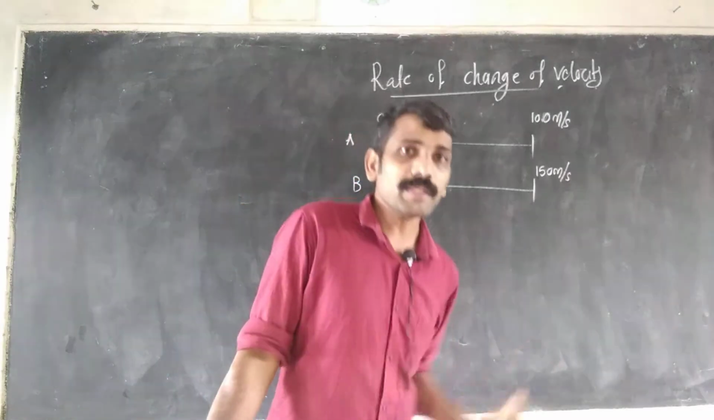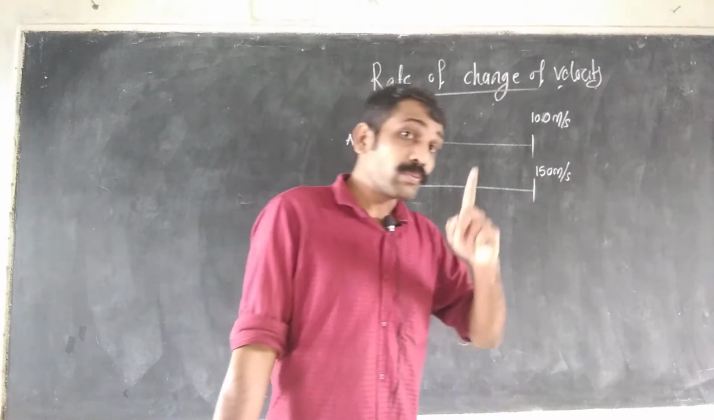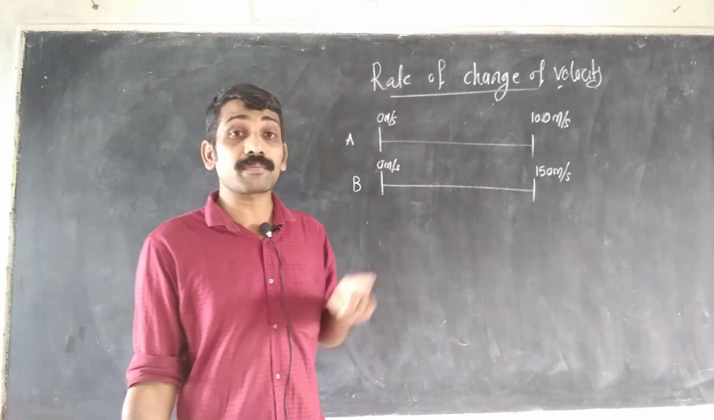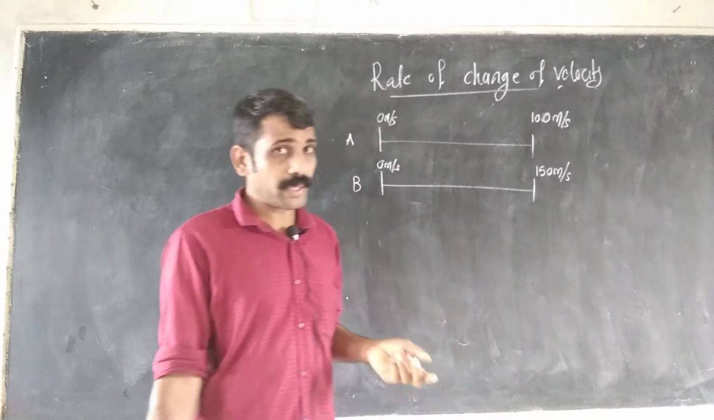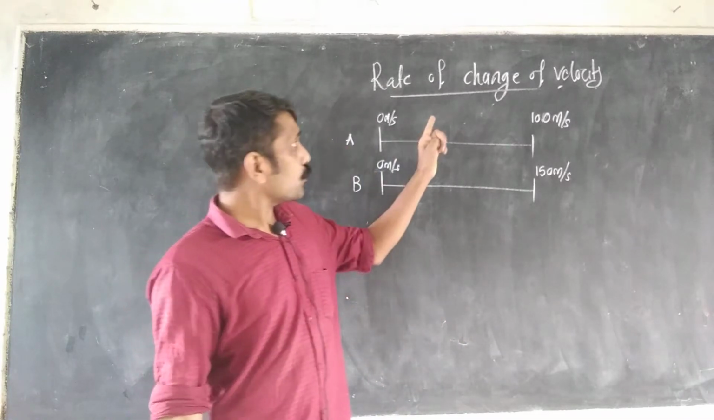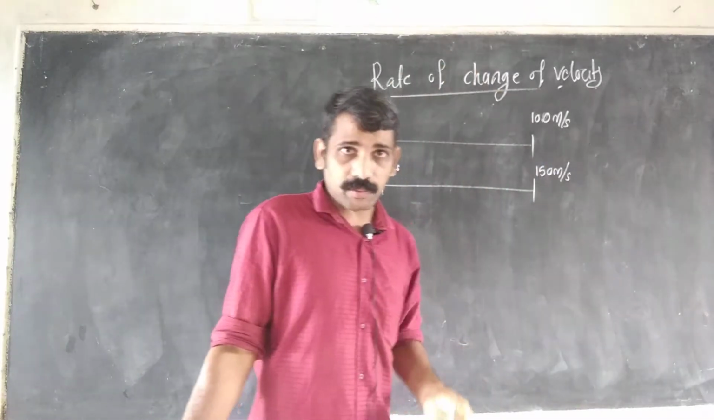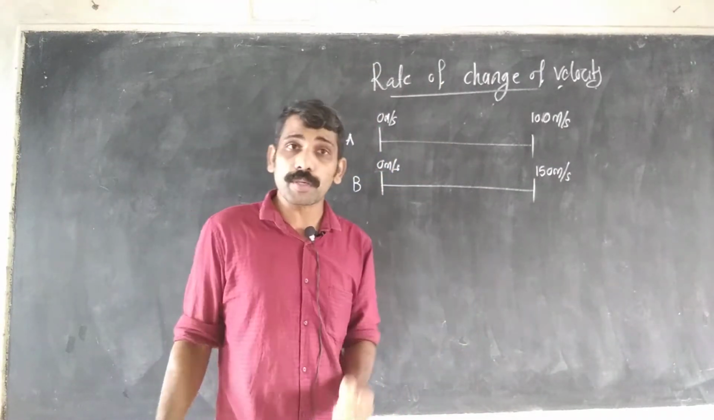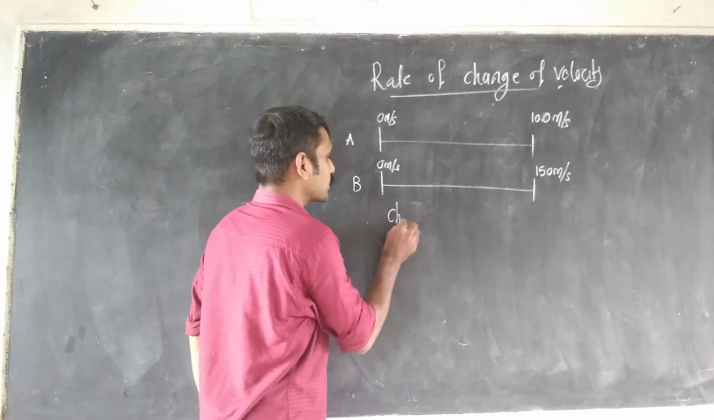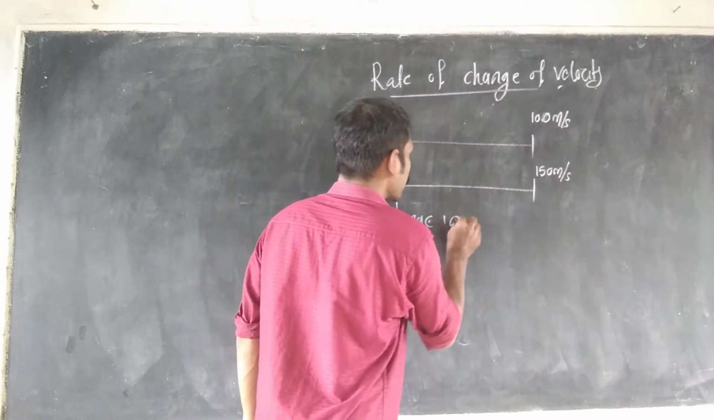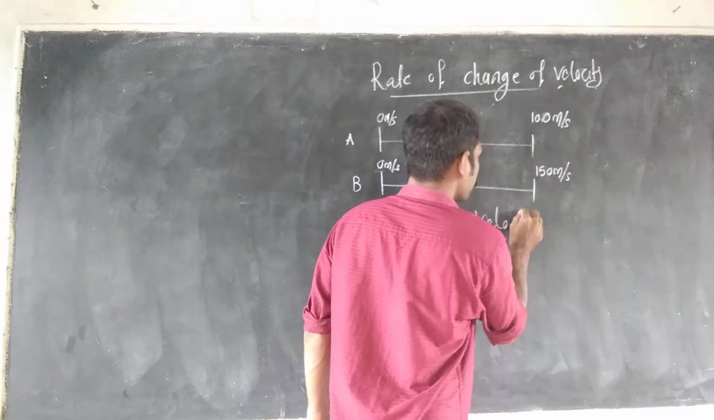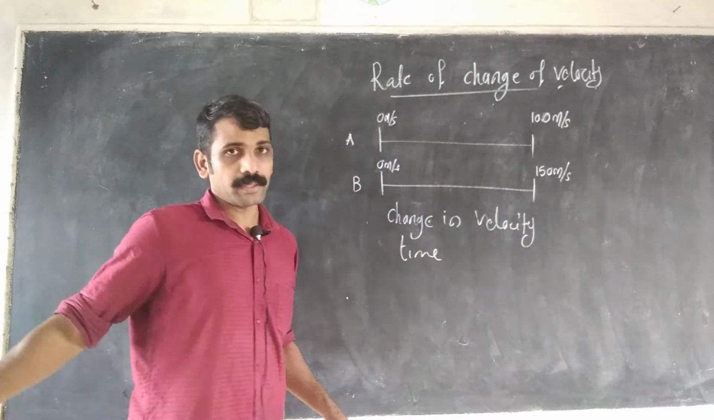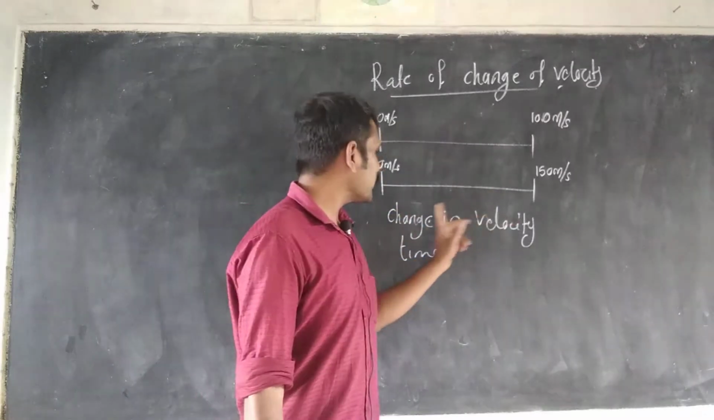So in order to say how fast and how slow, one quantity is needed, that is time. In order to find rate of change of velocity, or how fast and how slow an object moves, we need two quantities: one is change in velocity, another is time.